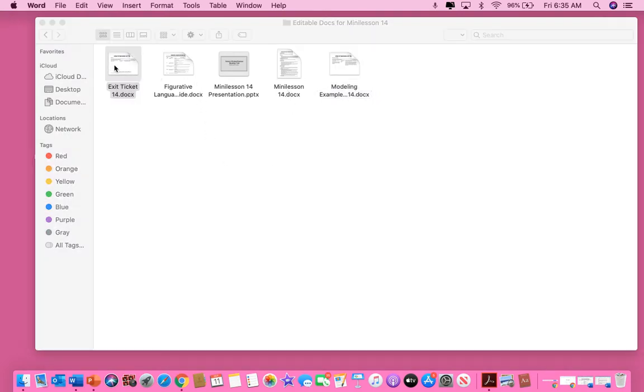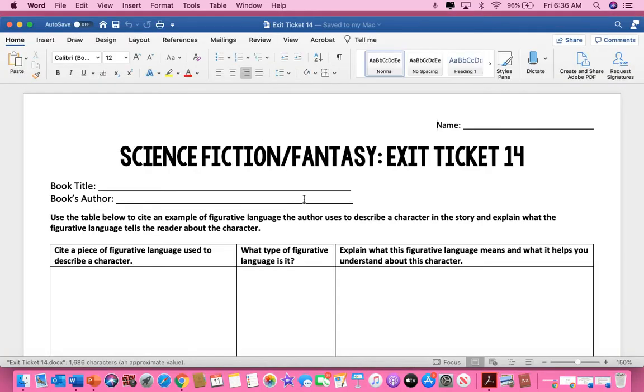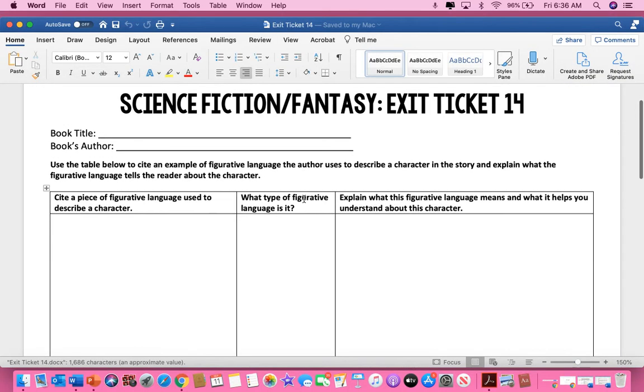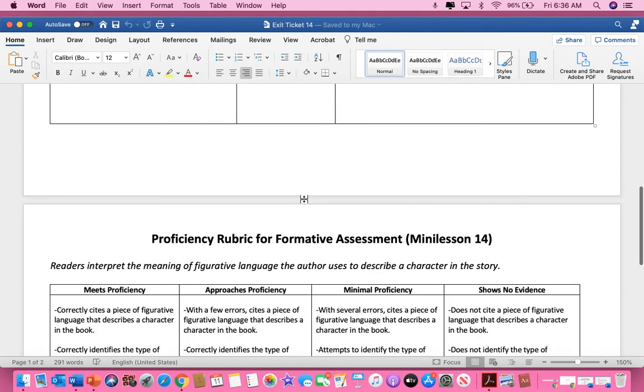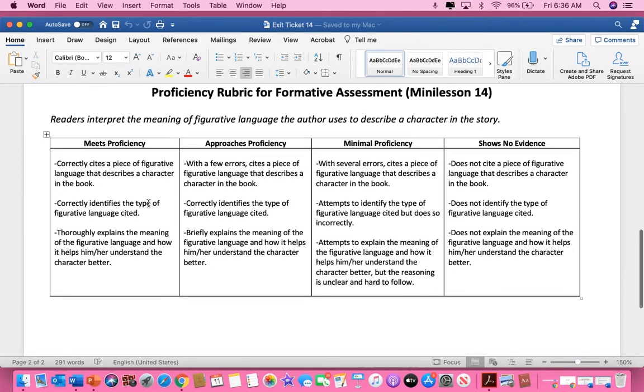One other thing I really always like to share with students on the exit ticket that they will receive, I do include the proficiency rubric, and I always like to go over the meets proficiency column with students and just read over what does a meets proficiency look like, what is the criteria needed. So it correctly cites a piece of figurative language that describes a character in the book, correctly identifies the type of figurative language cited, and thoroughly explains the meaning of the figurative language and how it helps him or her understand the character better.